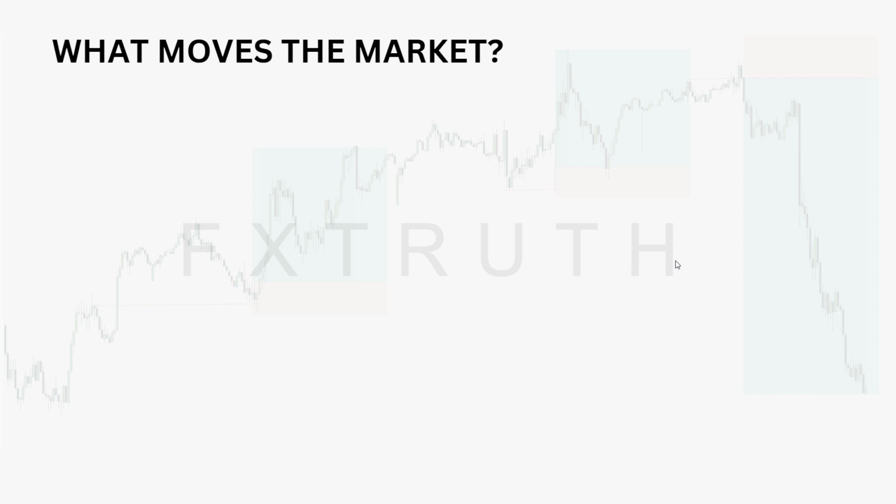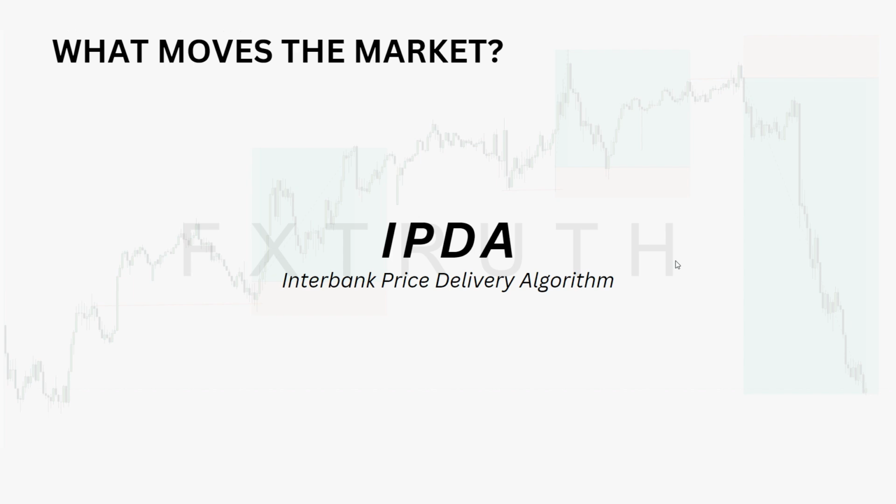When we talk about institutional swing points, it's very important that we start from a very basic level and understand what actually moves the market. If you're new to the ICT concept, this may be new to you, but if you're not, it is probably something you should already know by now. What actually moves the market is none other than the IPDA, the interbank price delivery algorithm. This is what moves the market, not buying or selling pressure.